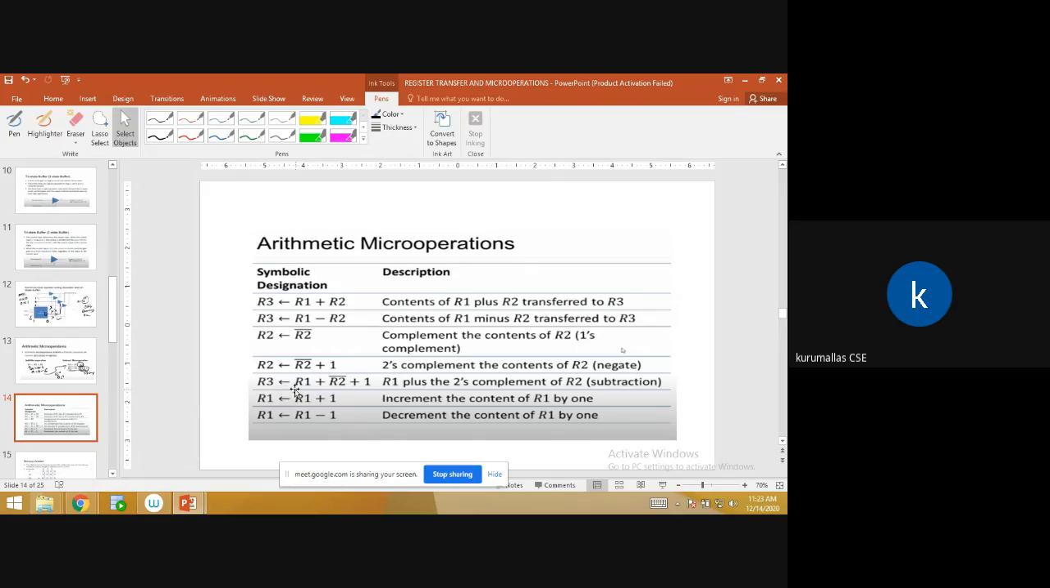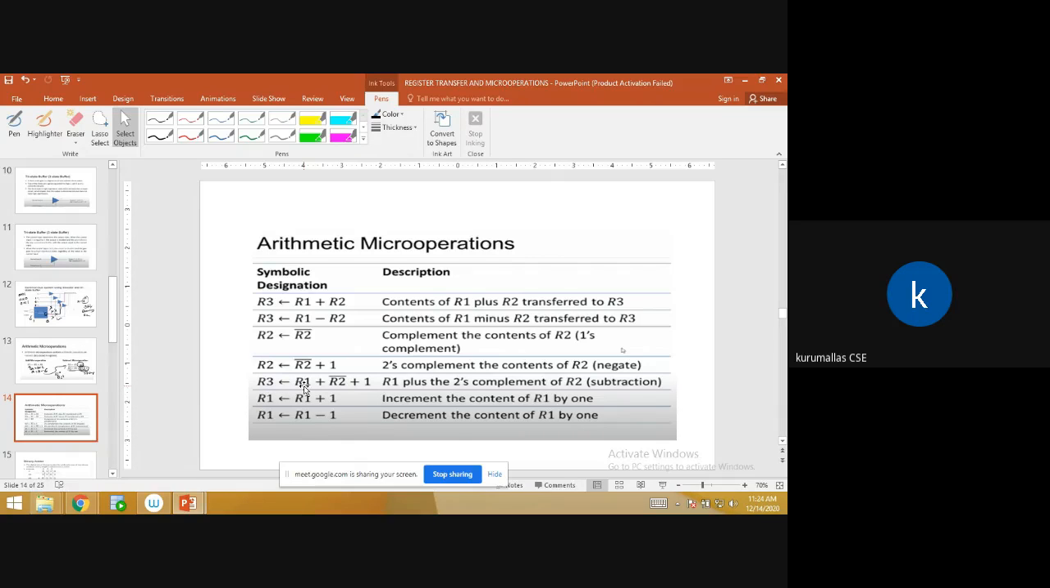Next one. If you see here, can you tell me the meaning of this one? R3 replacement R1 plus R2 bar plus 1. This is equivalent to which operation? Subtraction, sir. It is equivalent to R3 replacement R1 minus R2.